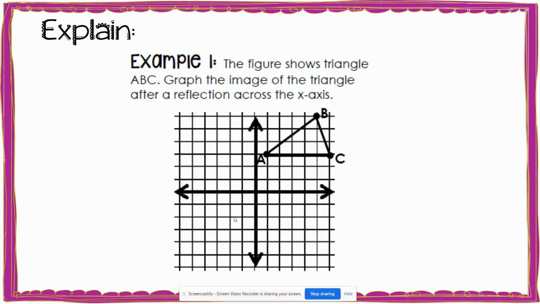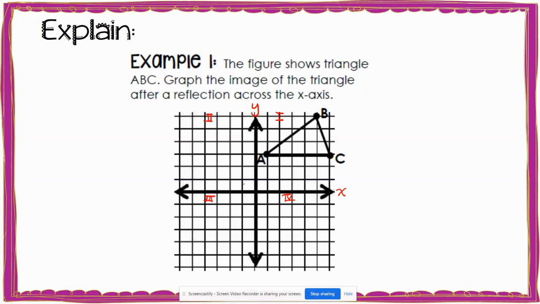Let's look at example 1. This figure shows triangle ABC. We are going to graph the image of the triangle after a reflection across the x-axis. So remember that this is our x-axis and this is our y-axis. Well, if we want to flip this across the x-axis, then I know that my triangle is going to flip over here. So think about this. Since this is in quadrant 1, remember that our quadrants move counterclockwise. So this is quadrant 2, quadrant 3, and quadrant 4. So if we're flipping this way, then this is going to be located in quadrant 4.